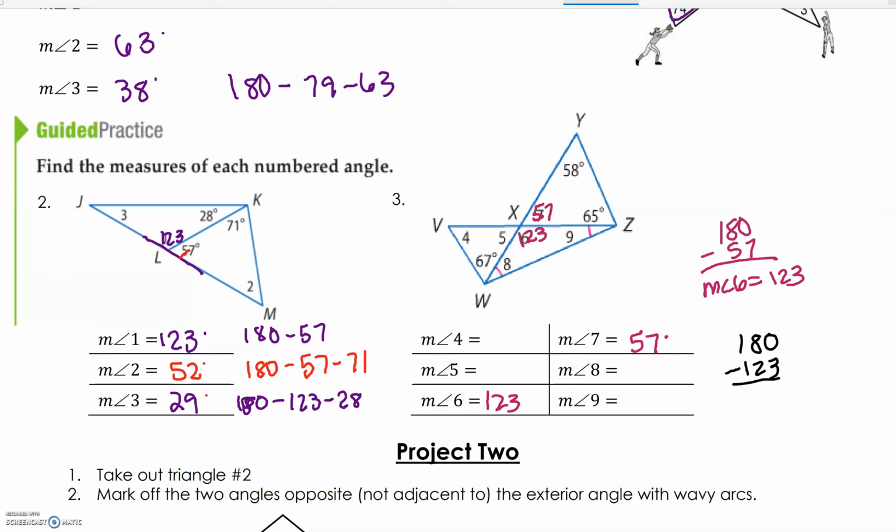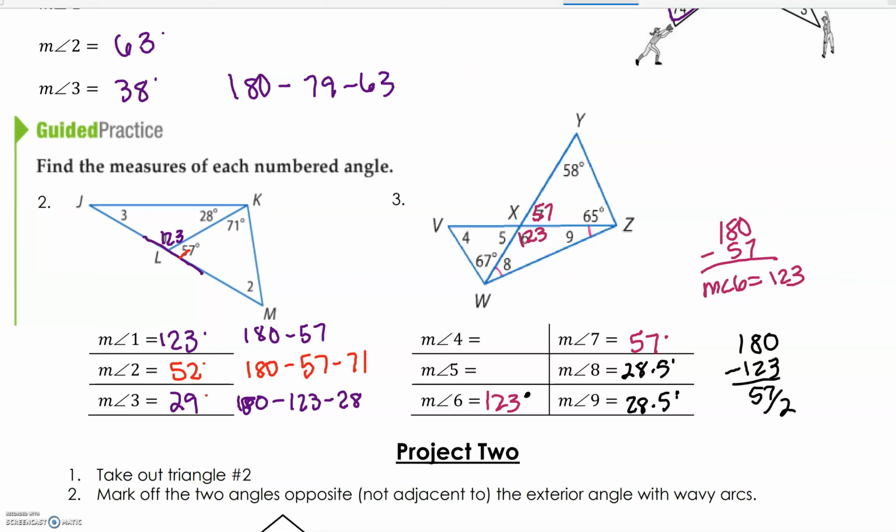And since they're the same, I can go ahead and divide what's left, 57, by 2 to get angles 8 and 9. So 57 divided by 2 is 28.5 degrees. Don't forget your degrees in there.